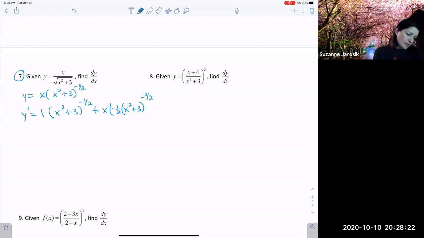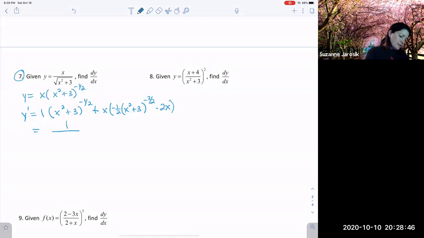Okay. That's a really, really not good 3. Let me redo my 3. It's not much better 3, so let's quit while I'm ahead. Times the derivative of the inside. Right. There we go.